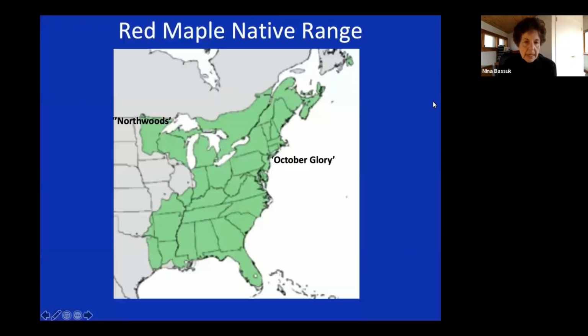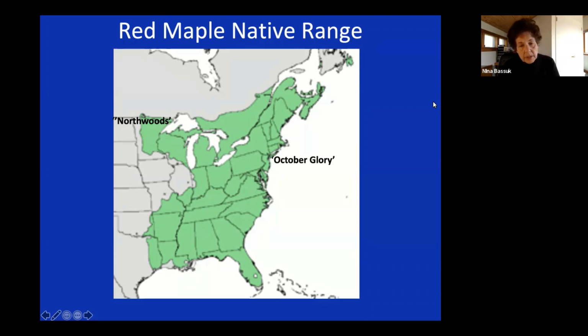And so here's the native range of red maple. Look, it goes to Minnesota, down to Florida, up to Canada. It's just a huge range of native species. But you can see October Glory is a cultivar chosen in New Jersey, and Northwoods was a cultivar chosen in Minnesota. And they both have different winter hardinesses.